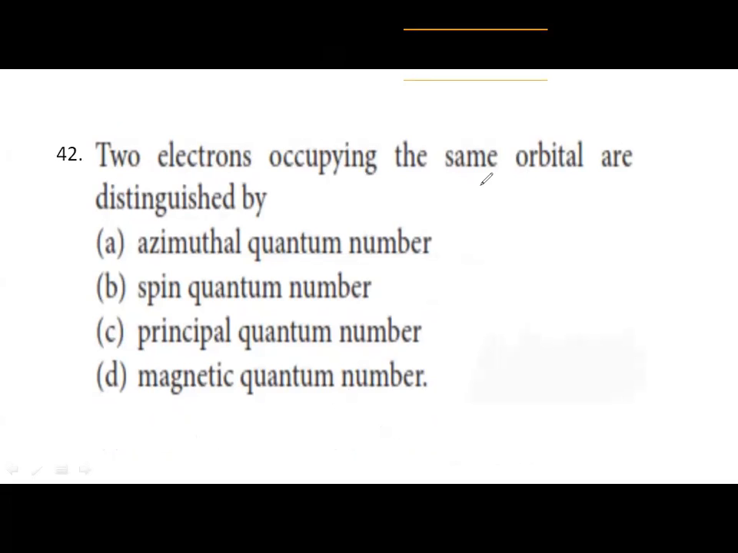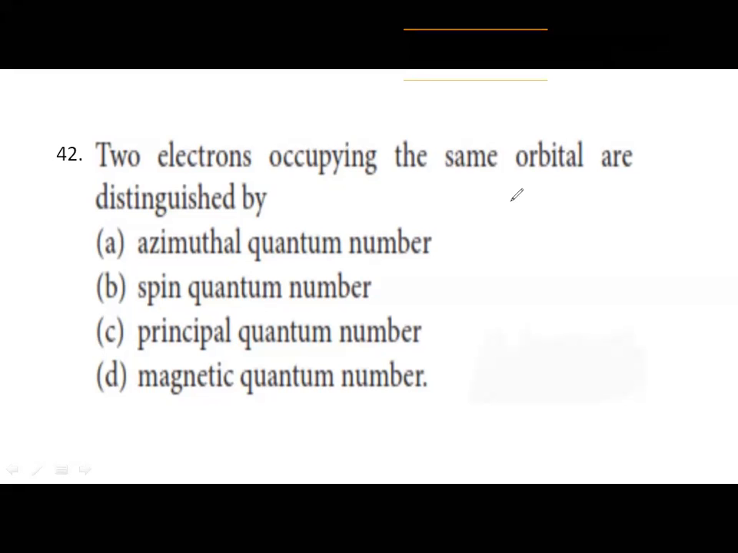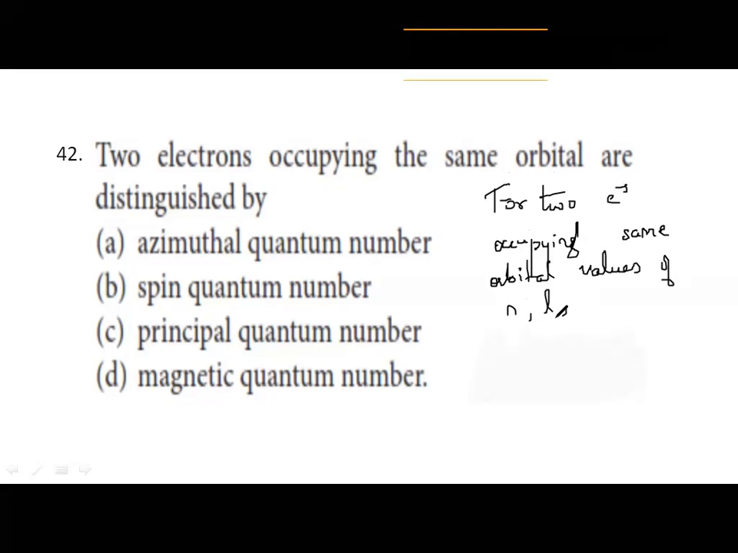Pauli's exclusion principle: no two electrons will have all four quantum numbers the same, or I can say the two electrons of each orbital will have different spin quantum numbers. So for two electrons occupying the same orbital, the values of principal quantum number, azimuthal quantum number and magnetic quantum number are the same. Yes or no? Suppose they are occupying the 1s orbital.